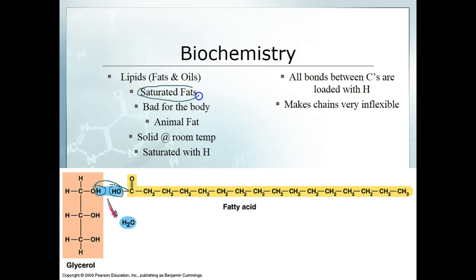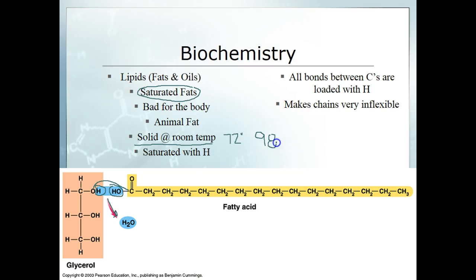You've probably heard in health or nutrition classes that saturated fats are bad for you. Why are they bad for you? Because they're solid at room temp. And if they're solid at room temp, which is like 72 degrees, chances are they're going to be solid at body temp, which isn't that much hotter. It's more like 98 degrees, right?